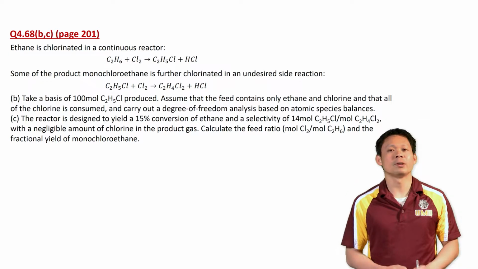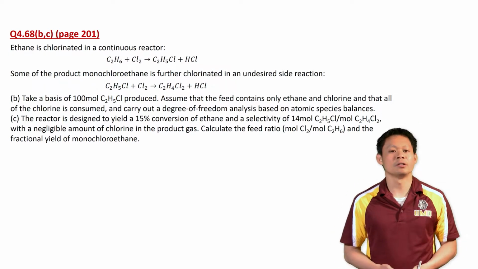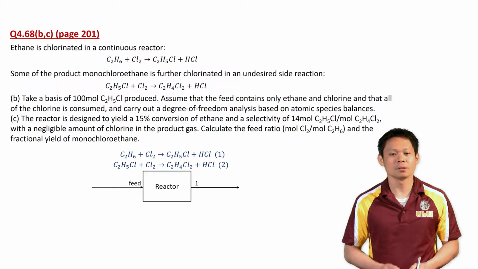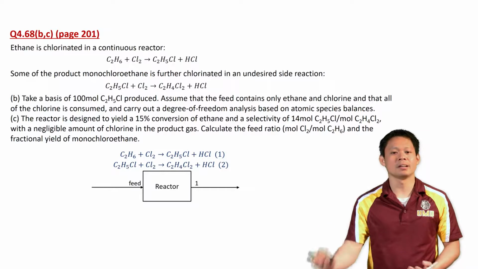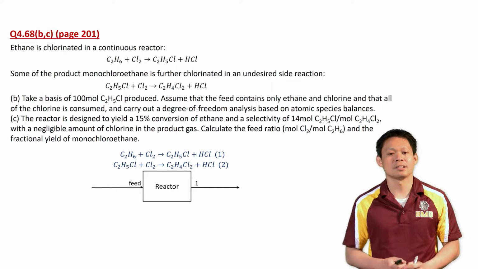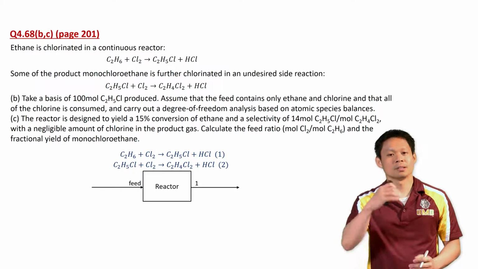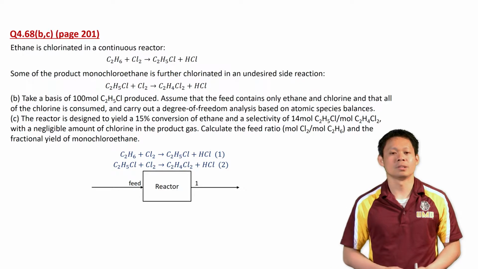In part B, what we are required to do is to draw the diagram, label the diagram, and do a degree of freedom analysis. So, single unit reactor with two reactions. We have a reactor, we have a feed coming in and a stream coming out for our products. We have our two reactions listed up there. Let's go through the problem line by line and translate any of the information we have into the diagram.